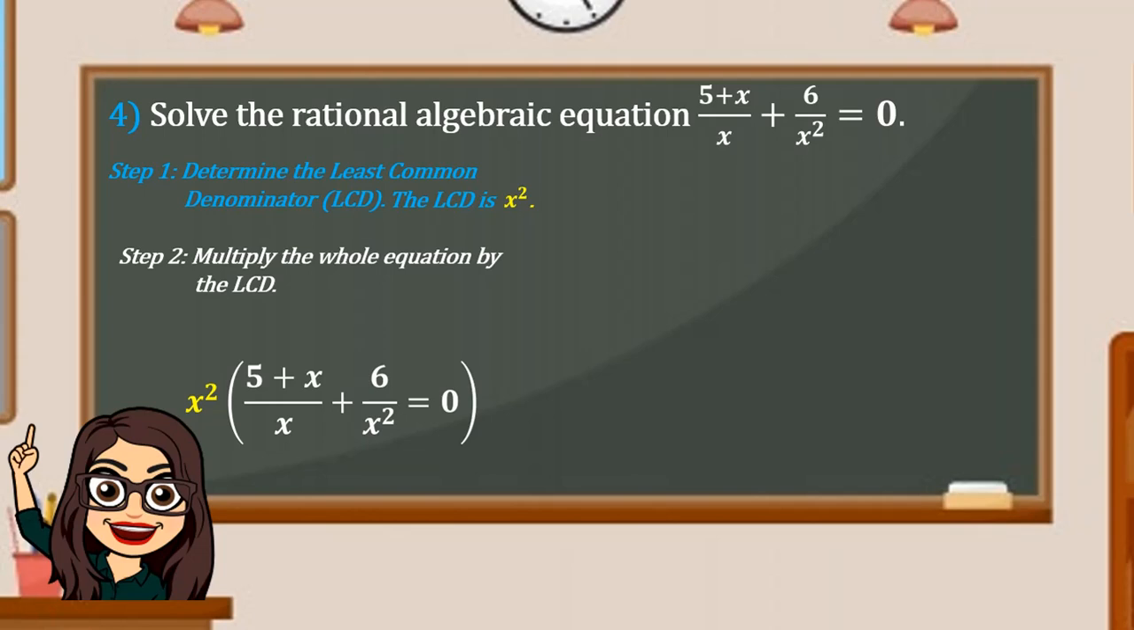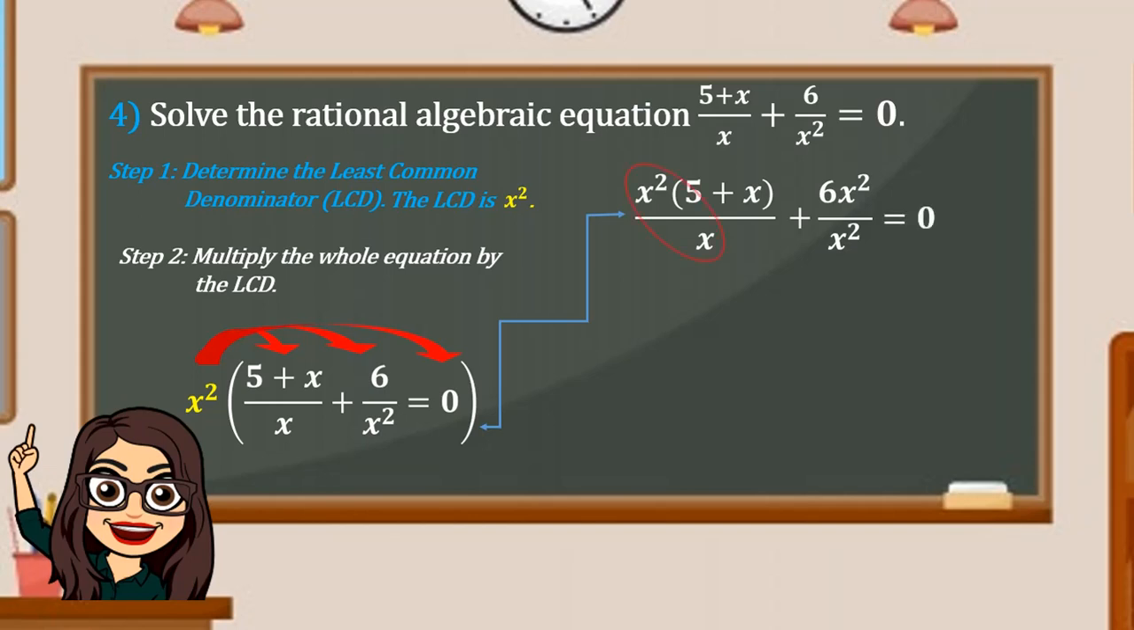So distribute x squared to the given equation. X squared times 5 plus x over x is x squared times quantity 5 plus x over x. Next, x squared times 6 over x squared is 6x squared over x squared. Then last, x squared times 0 is 0. So for the first term, we will divide x squared and x. X squared divided by x is x. Then copy 5 plus x. For 6x squared over x squared, cancel x squared. So we have now positive 6. Then bring down equals 0.